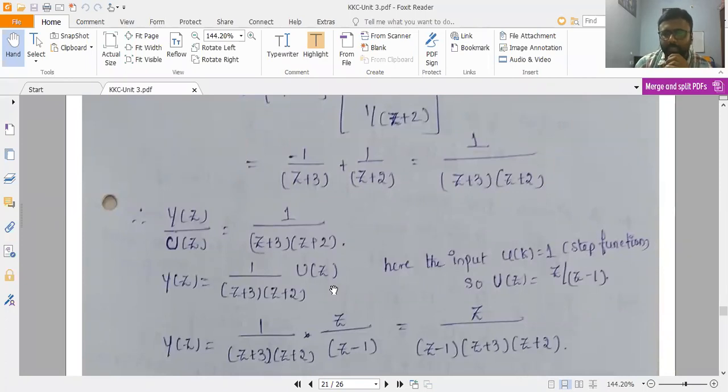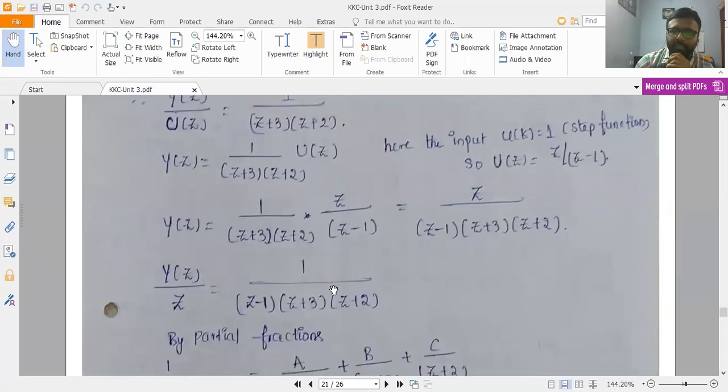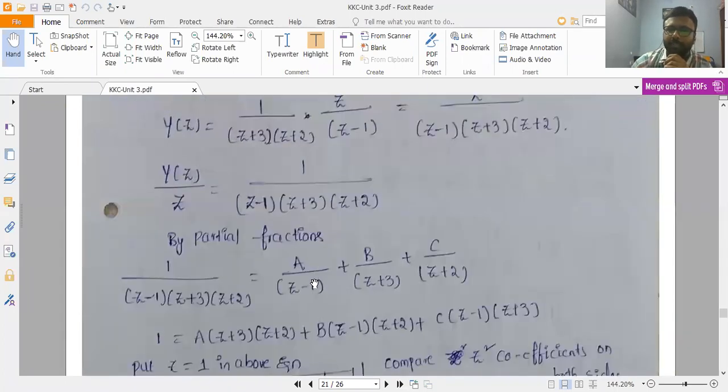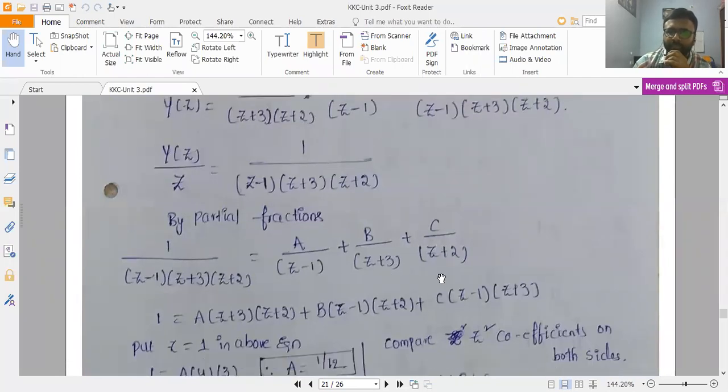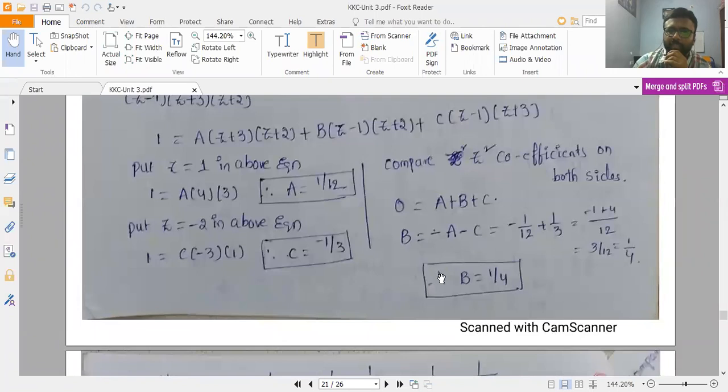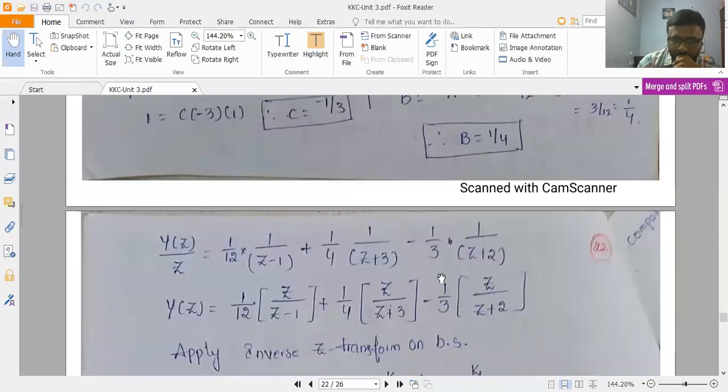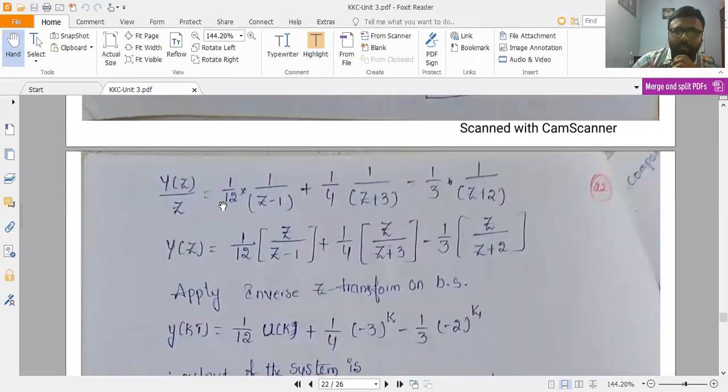For the step function, the z transform of u of z is z divided by z minus 1. So applying partial fractions for this one, we get A divided by z minus 1 plus B divided by z plus 3 plus C divided by z plus 2. We are going to get the A, B, C values as 1 by 12, 1 by 4 and minus 1 by 3. So this is the expression we are going to get.